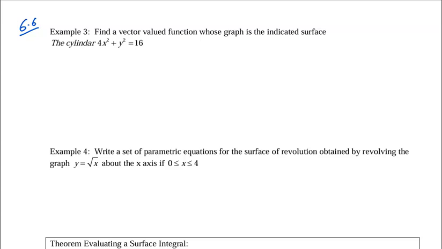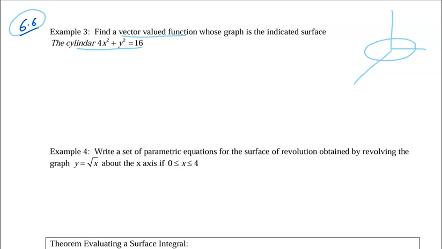All right, this is 6.6, example number 3. How do I write down this cylinder as a vector-valued function? Okay. If I project that cylinder into the xy plane, it looks like a circle here, right? A circle. So we know the equation of a circle.